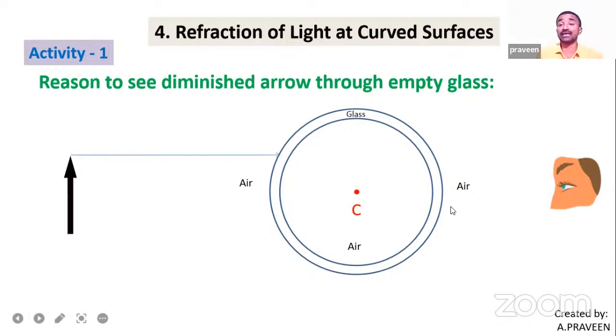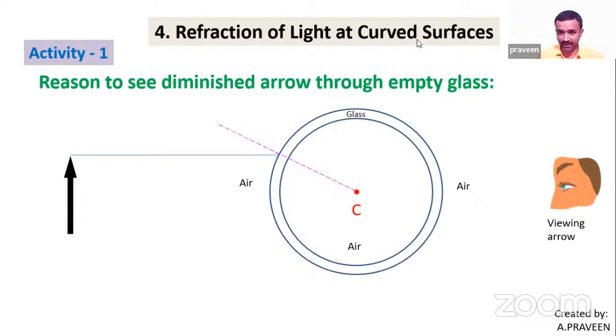As we learned in Activity 1 of the reflection of light chapter, in the first chapter, reflection, that is how we decided the normal. So viewing the arrow from this side, you are receiving the light ray, but in that process, you are receiving the light through the empty glass. So here that light ray is changing the medium, so for that I am considering the normal.